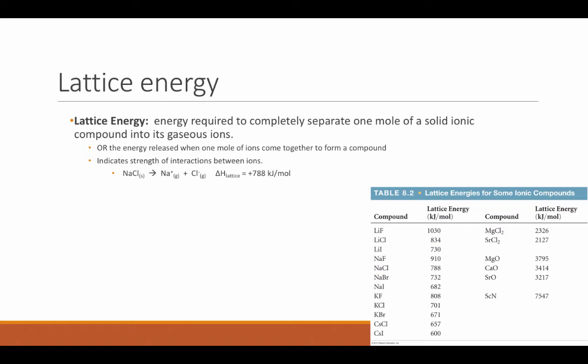Looking at a particular example, it requires 788 kilojoules to separate 1 mole of NaCl. Reversing this equation, we see that 788 kilojoules are released every time 1 mole of NaCl forms. You'll see values in the table to the right. These values must be determined mathematically. They cannot be determined experimentally.